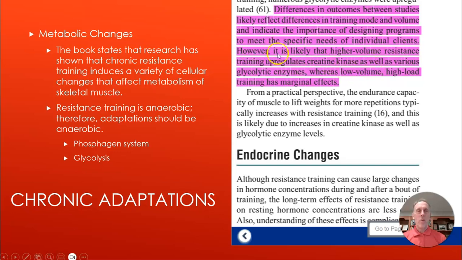But they specify that, however, it's likely that higher volume resistance training upregulates creatine kinase as well as various glycolytic enzymes, whereas low volume, high load training has marginal effects. So here we are. If your goal when you're training is creatine kinase upregulation and also some type of glycolysis upregulation, you're talking higher volume training, right? It's pretty straightforward. It's not saying one is right or one is wrong.